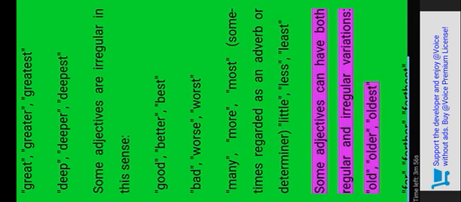Many, more, most, sometimes regarded as an adverb or determiner. Little, less, least. Some adjectives can have both regular and irregular variations. Old, older, oldest. Far, farther, farthest. Also, old, elder, eldest. Far, further, furthest. Another way to convey comparison is by incorporating the words "more" and "most". There is no simple rule to decide which means is correct for any given adjective, however.